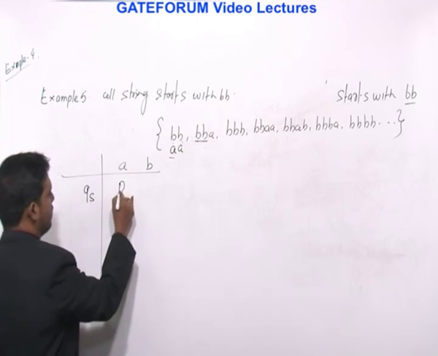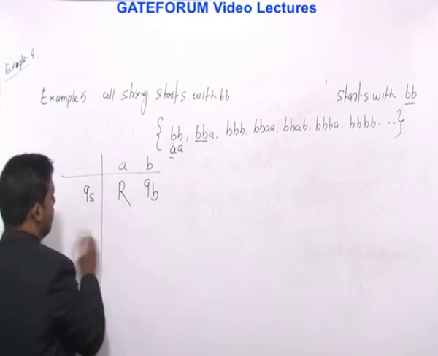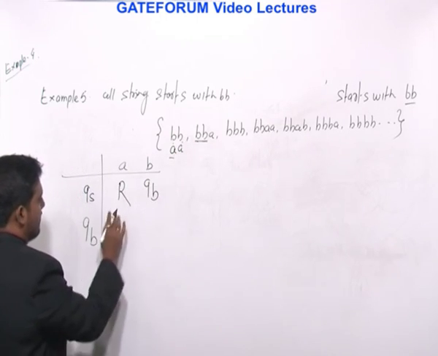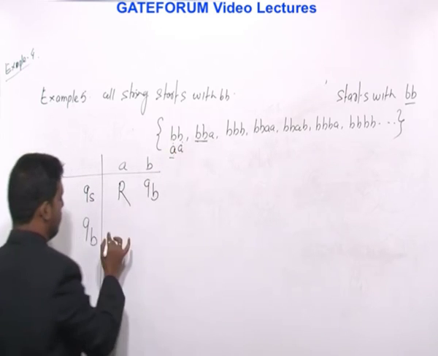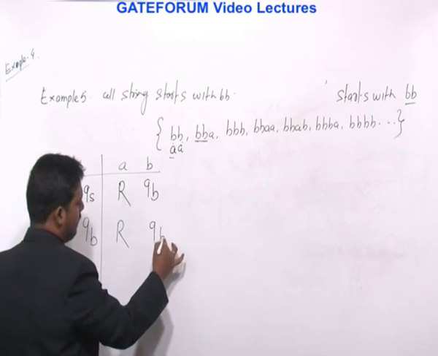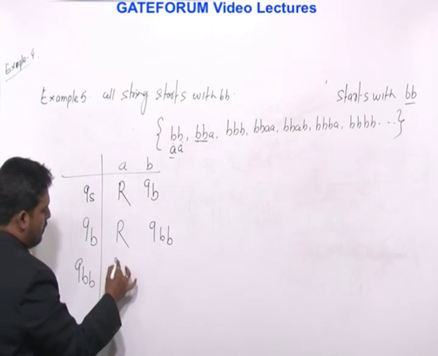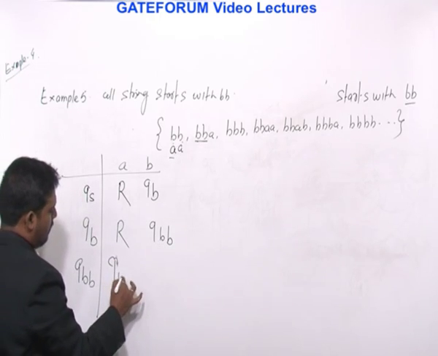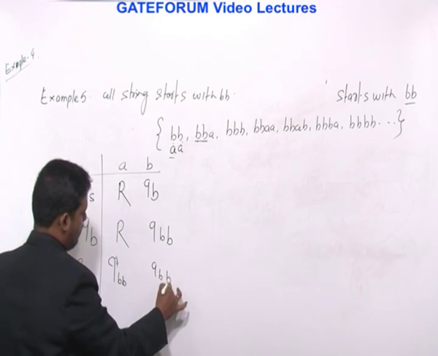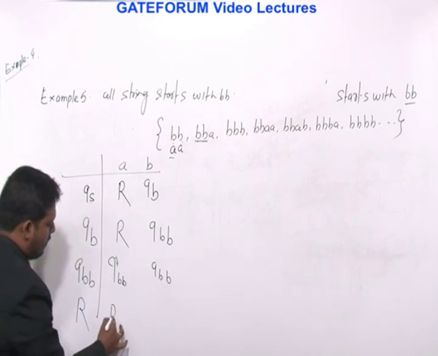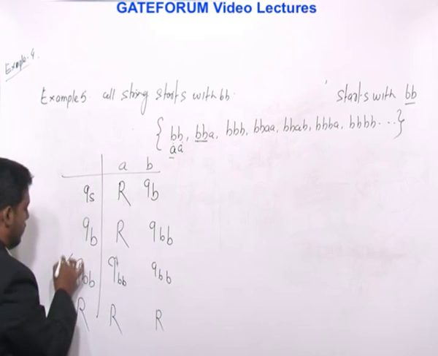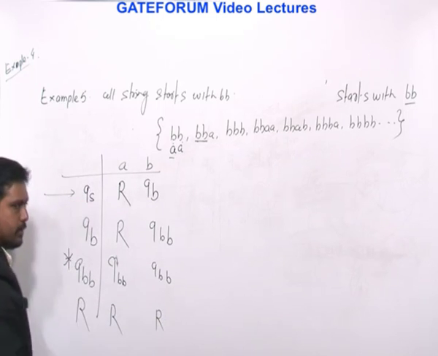What is not allowed? A is not allowed, reject it, remember it. QB, second alphabet, again A is not allowed, reject it. Double B, remember it. Q double B, everything is allowed, so Q double B, Q double B, and R. This behavior is important. Final state, starting state.